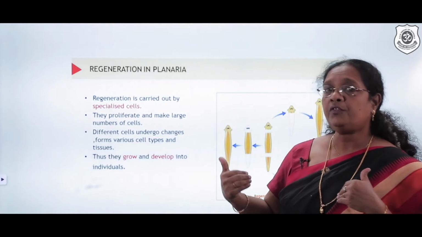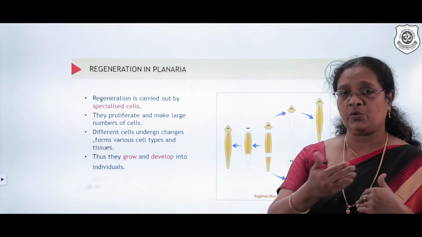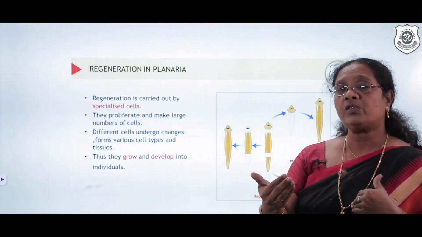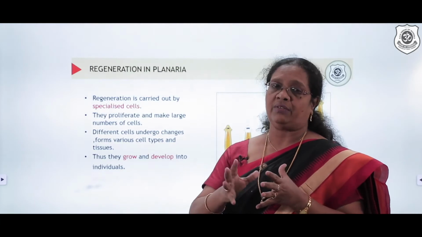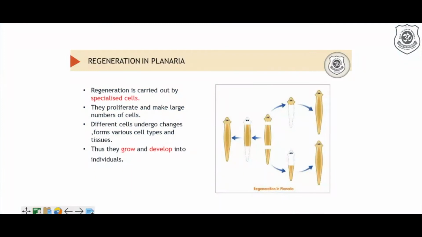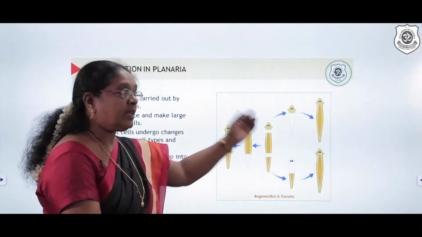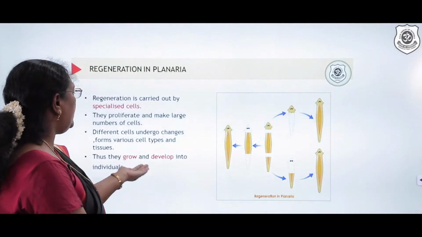But in the case of planaria, the cells have become organized to the tissue level, and they have also come to the organ level. That is what we find in planaria. Regeneration is carried out by specialized cells which are found all over the body in planaria. So when they are divided, as you can see in the diagram over here, whatever the number of pieces, each part will start growing the other part. That is what we see in planaria. So they grow and develop.